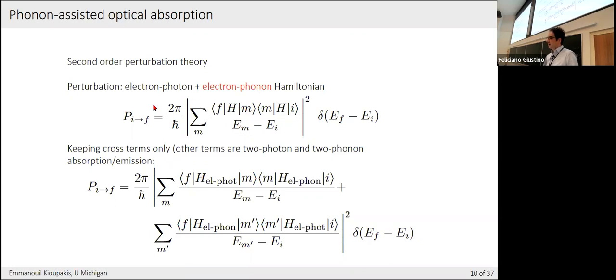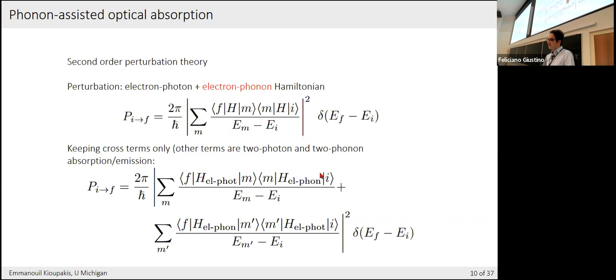And our Hamiltonian is the electron-photon plus the electron-phonon. And so each of these Hamiltonians has two terms. And what we want to do is keep only those terms that involve one photon and one phonon. The other two terms describe two-photon absorption or two-phonon absorption, but that's not what we're looking for here. Here we want the phonon-assisted absorption of light. And so we also end up with two terms because the order of these events may be different.